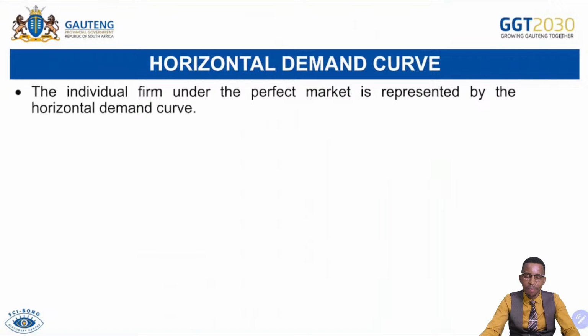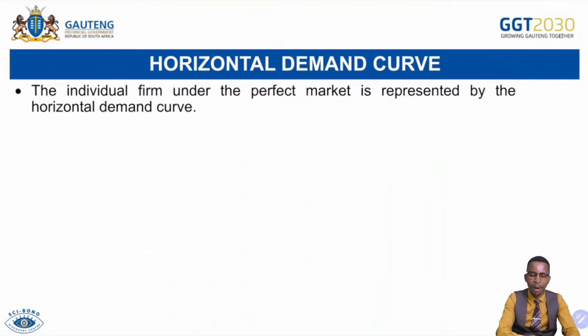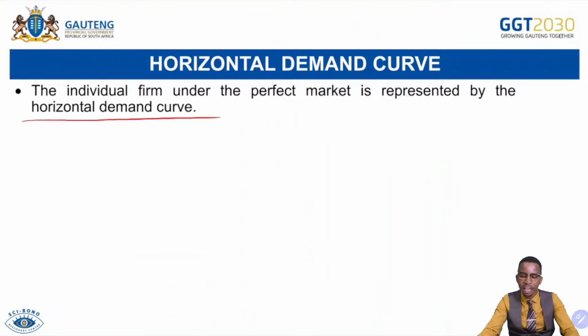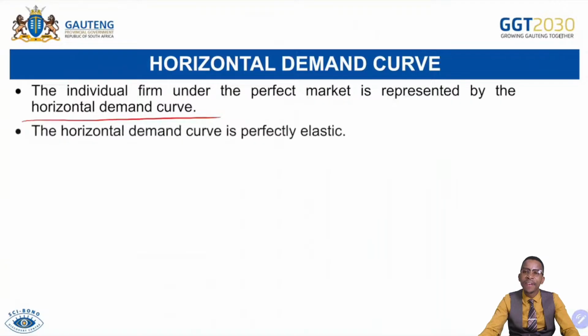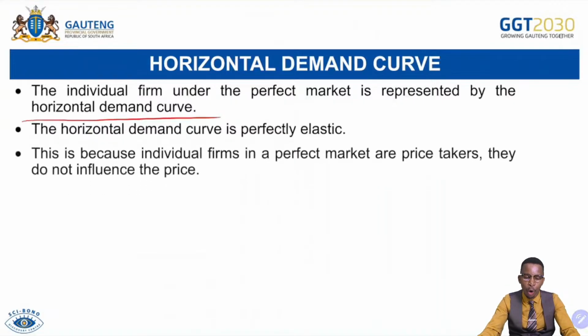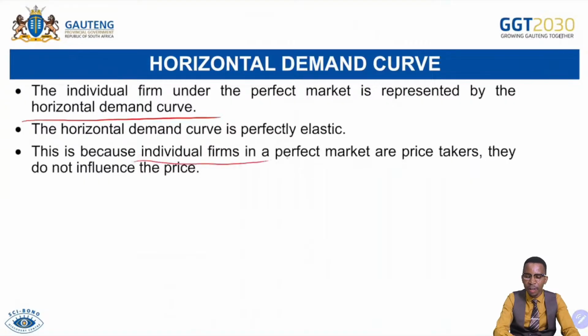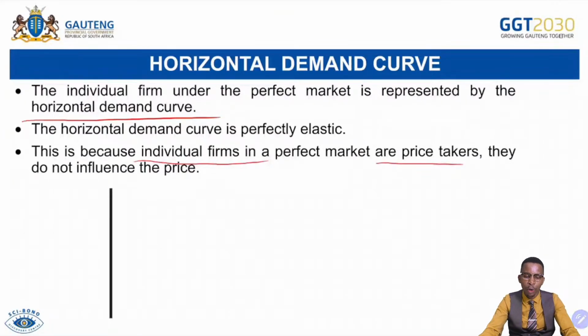So an individual firm is characterized or represented by a horizontal demand curve, meaning the demand curve for the firm under perfect market is perfectly elastic. Why is this demand curve horizontal? Remember, the firm is a price taker. That demand curve must always be in line with the price determined by the market. So the demand curve remains horizontal. This is because individual firms in a perfect market are price takers. They do not have control or influence over the price.